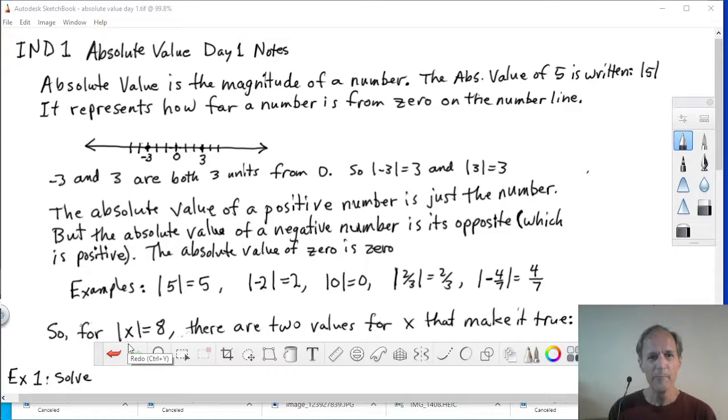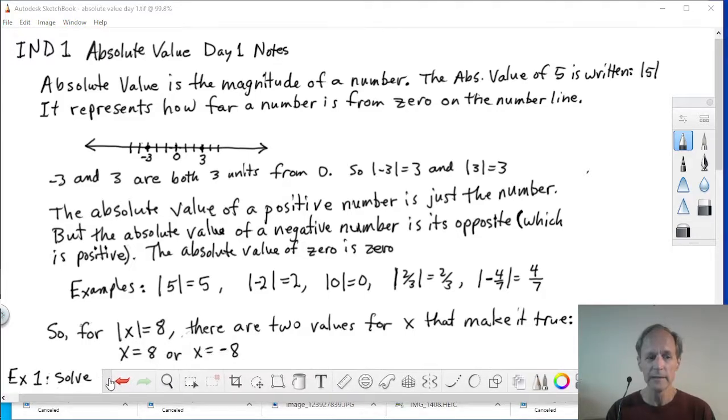For the absolute value of x equals 8, there are two values for x that make that true. So what are the values of x that would make that true? Well, x could be 8 or it could be -8, right? If x is 8, this is true. But if x is -8, the absolute value of -8 is 8. So the equation's still true.